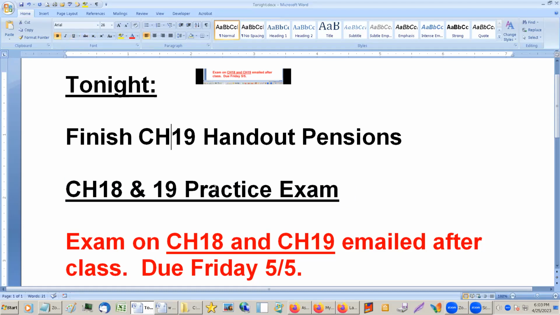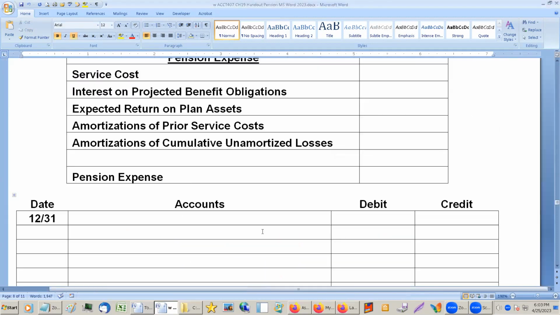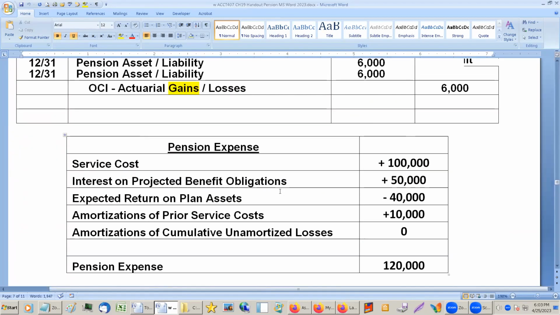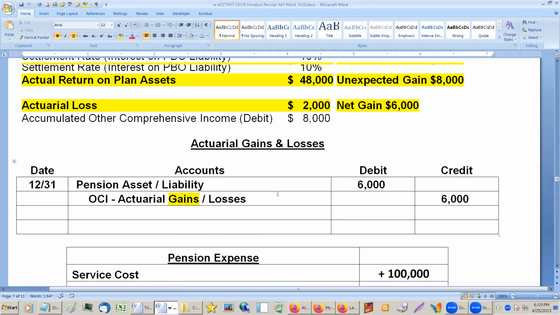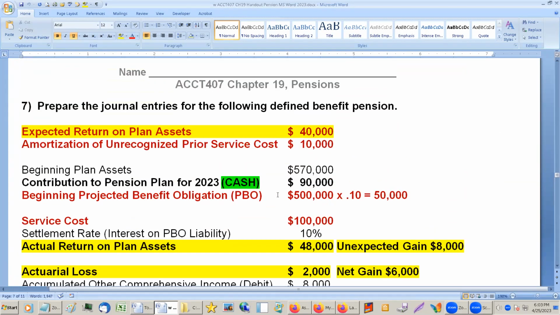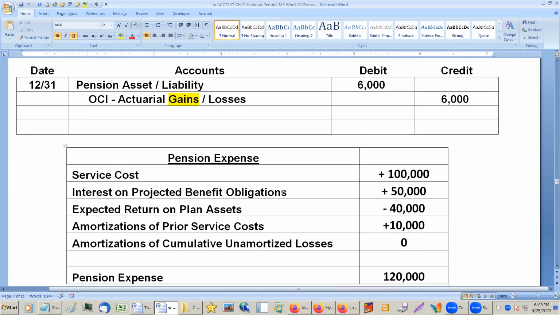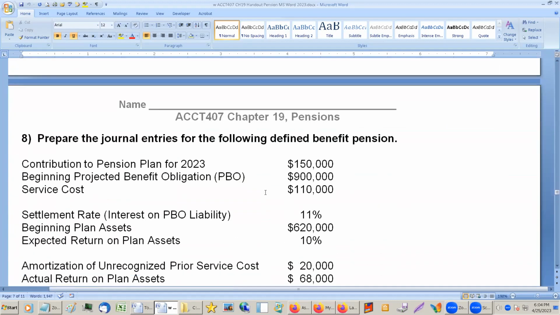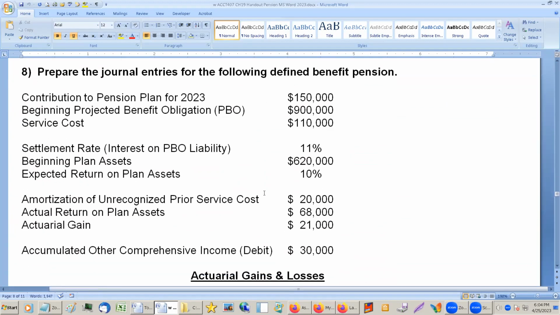We finish the chapter 19 handout, I'll send that out. Okay. So I think we're number 8. Okay.